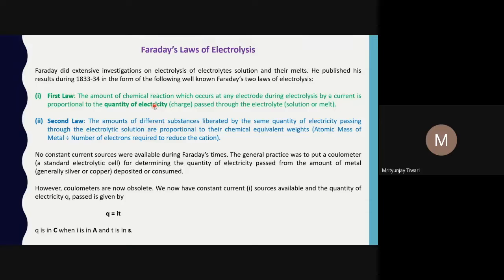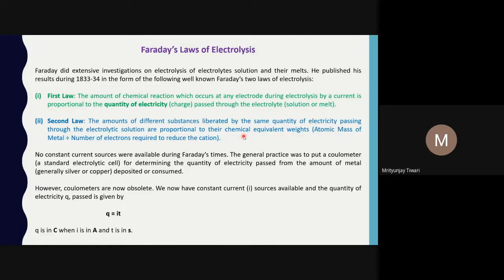The electric charge, what we know about it, is equal to the electric current times the time for which this electric current is used, or flows. And the second law of Faraday was what? The amounts of different substances liberated by the same quantity of electricity passing through the electrolytic solution are proportional to their chemical equivalent weights. And we'll also see how the equivalent weight is defined.